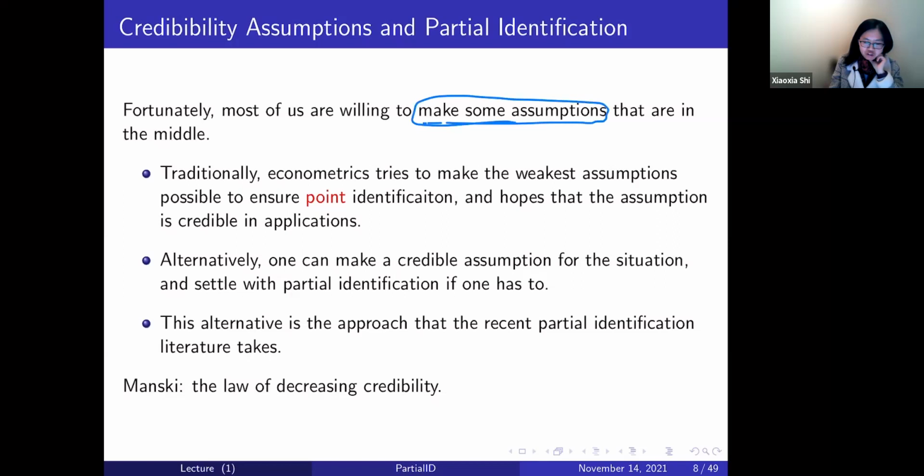Traditionally, econometrics tries to make the weakest assumption possible to ensure point identification and hope that the assumption made is credible in applications. Alternatively, the other way to solve this problem is to make a credible assumption and put credibility first for the situation, but then settle with partial identification if that credible assumption doesn't give us point identification. So this alternative is the approach that the recent partial identification literature takes.